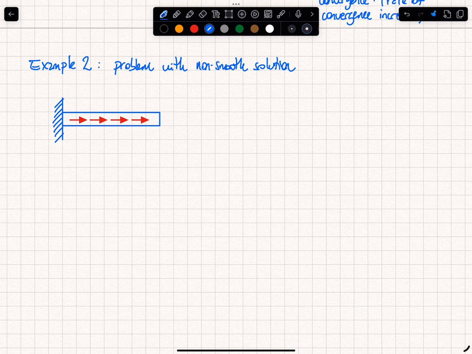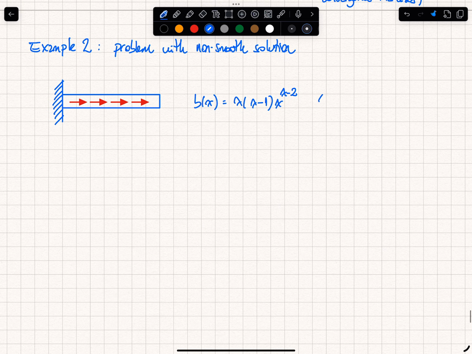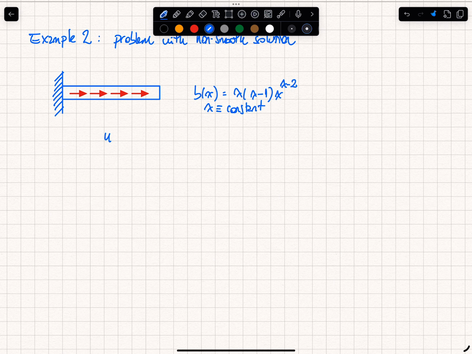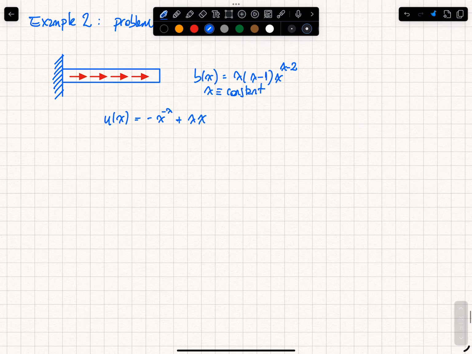For this problem, b of x is going to be equal to lambda multiplied by lambda minus 1, multiplied by x to the power of lambda minus 2, where lambda is a constant. The exact solution to this problem is minus x to the minus lambda plus lambda times x.